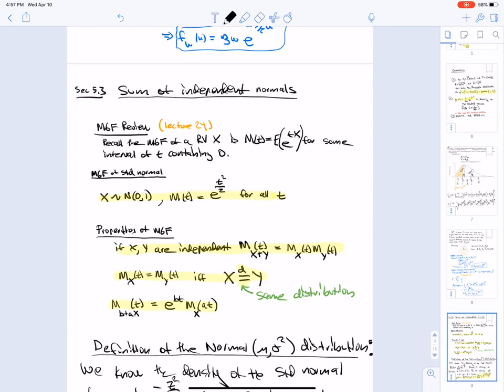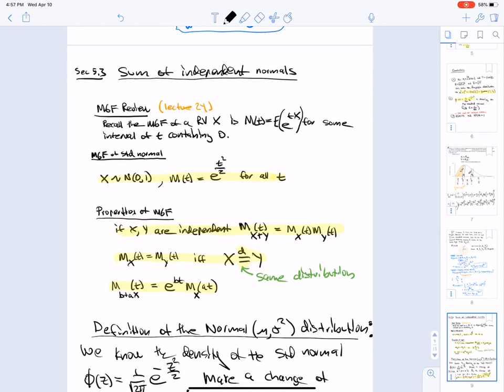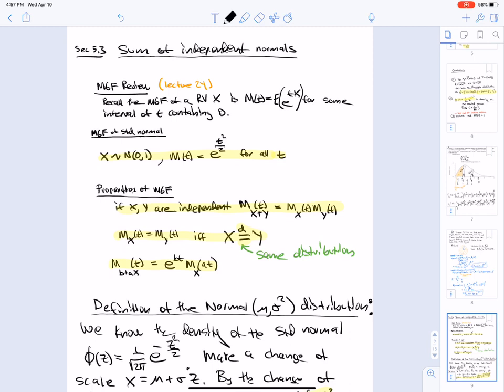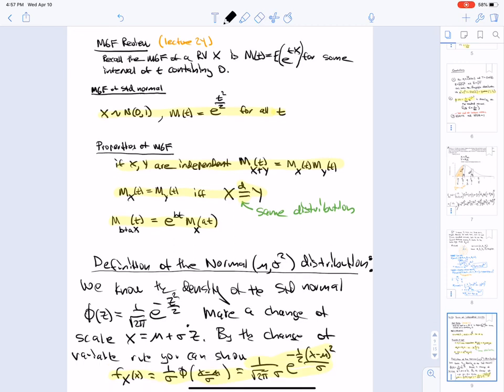So finally, we started working on sums of independent normals and showing that that is normal. I did a quick review of the MGF, namely the MGF of the standard normal is e to the t squared over 2, and the main properties of MGF: that if x and y are independent, then the moment generating functions multiply. So the moment generating function of x plus y is the product of the moment generating functions. The equality of two moment generating functions if and only if those two random variables are equal in distribution, and the moment generating function of b plus ax is e to the bt, the moment generating function of x at at.